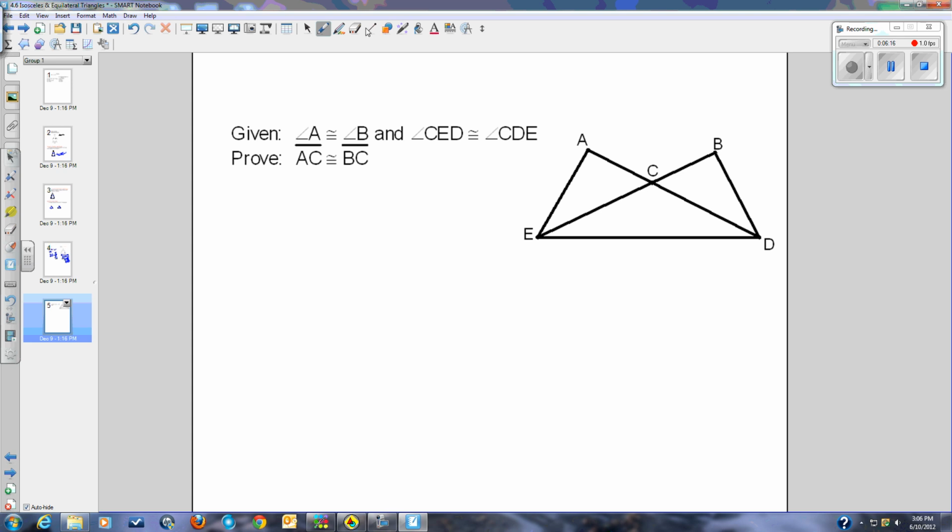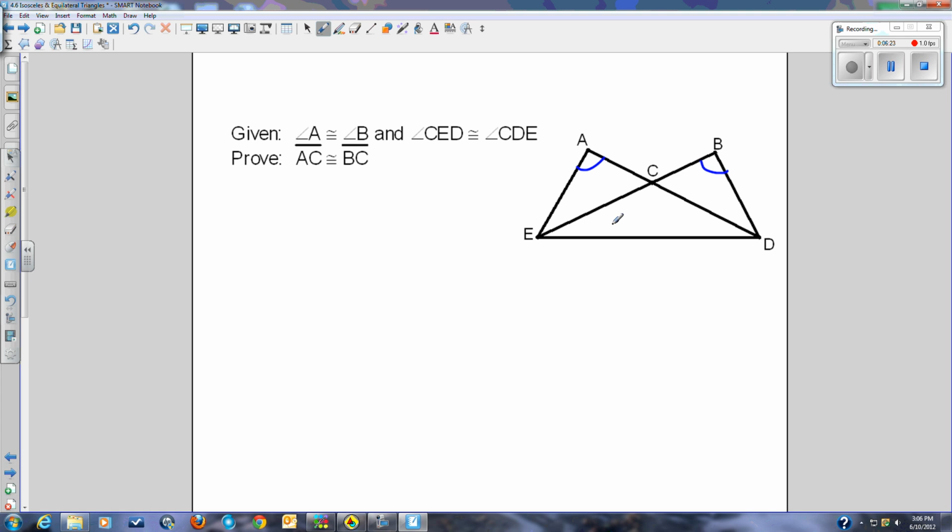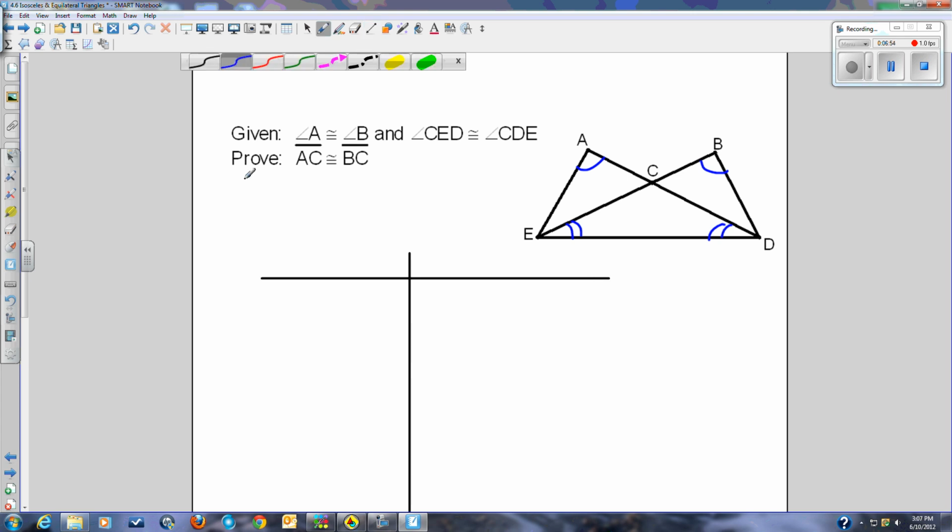Here we are given that angle A is congruent to angle B. Angle CED is congruent to angle CDE. So CED, which is right here, is congruent to angle CDE. And we want to prove that segment AC is congruent to segment BC. So we're going to be writing a two-column proof, so let's just make our lines here. And we're going to list our statements and our reasons.